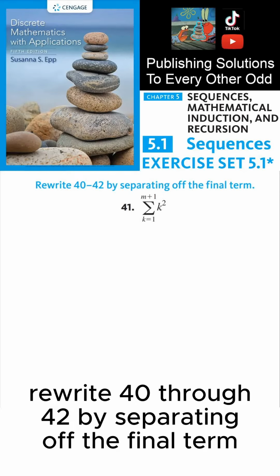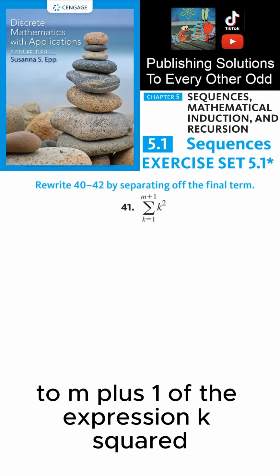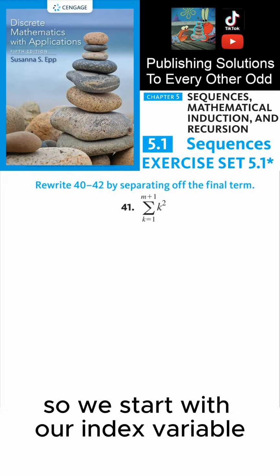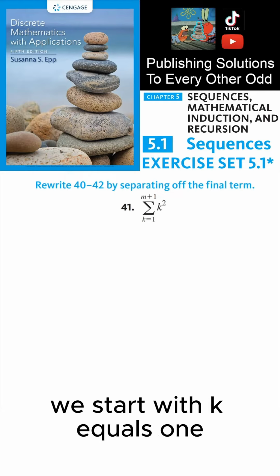Rewrite 40 through 42 by separating off the final term. We have a summation from k equals 1 to m plus 1 of the expression k squared. So we start with our index variable, which iterates from 1 to m plus 1. We start with k equals 1.